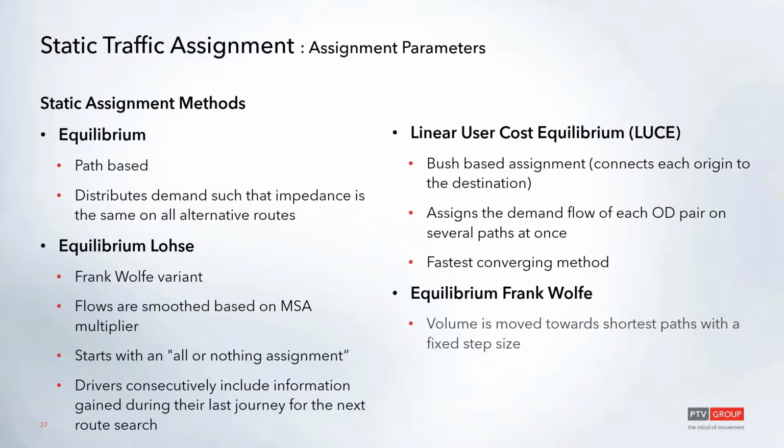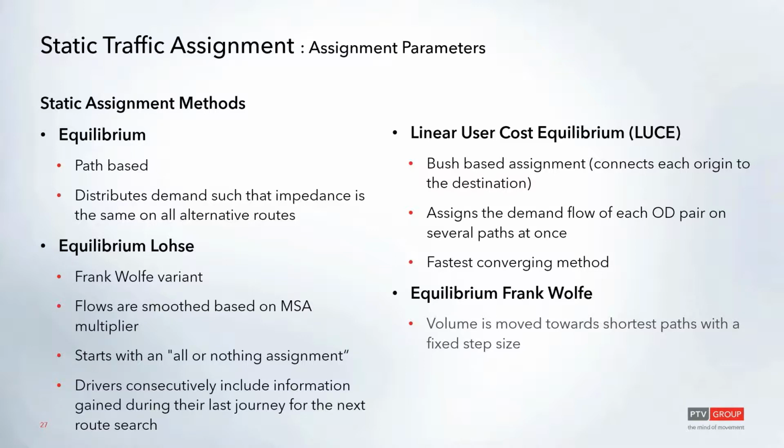There's also an equilibrium Lohse method, and this one starts with an all-or-nothing assignment, where all of the demand for each OD pair is assigned on one route at the beginning. Then over each iteration, drivers use information they gathered on their last journey for their upcoming route search. There's also a linear user cost equilibrium assignment, which connects all of the origins and destinations together at the beginning and then assigns demand over several paths at once. Since it starts out with multiple options, this is one of the faster convergence methods.